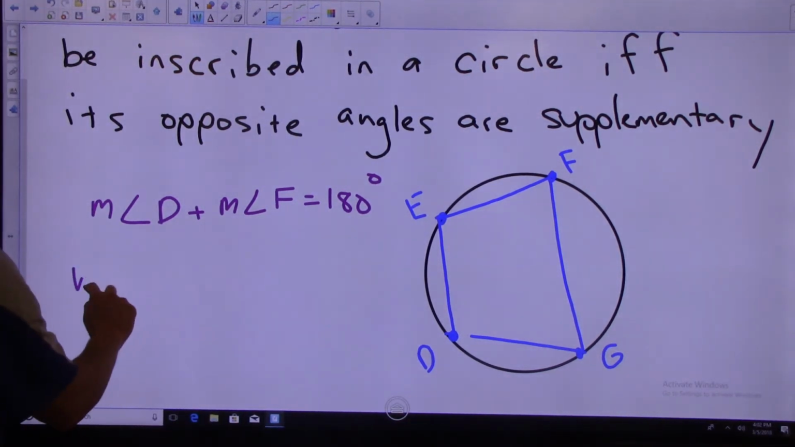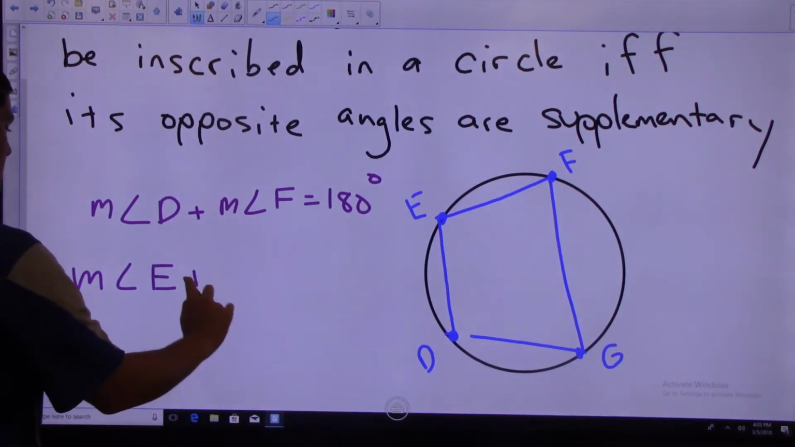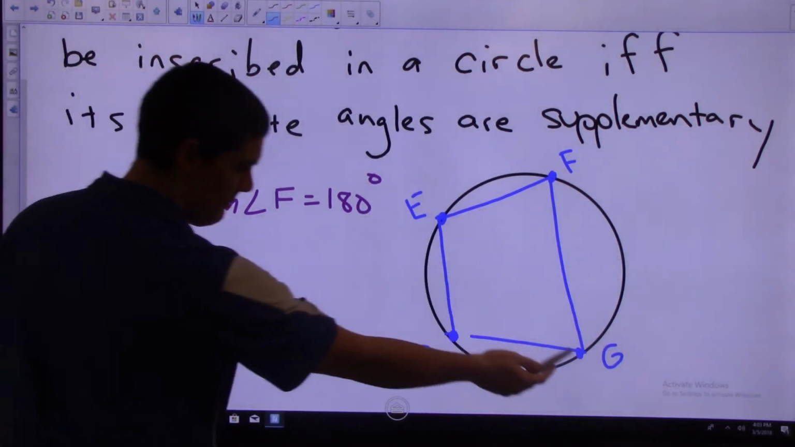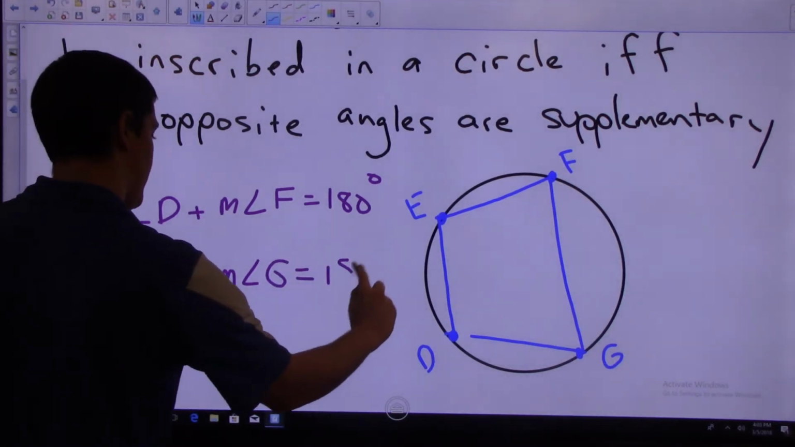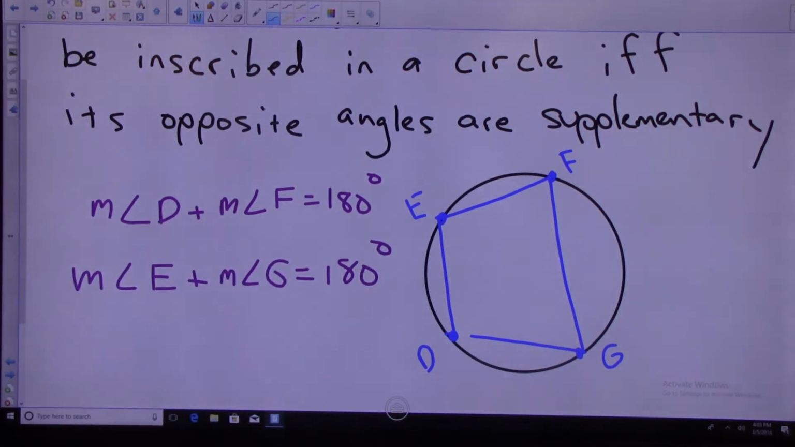Also, the measure of angle E plus its opposite angle, well, it's going to be down there, angle G, has to equal 180 degrees. That's what supplementary means. Okay, so you can make that note there on that picture.